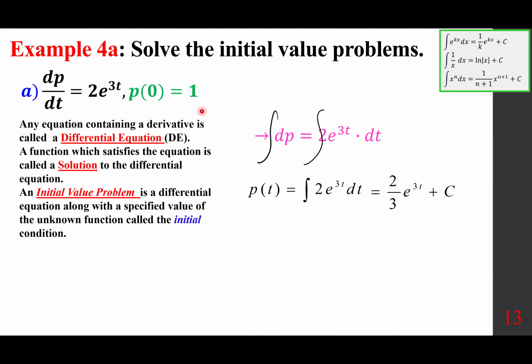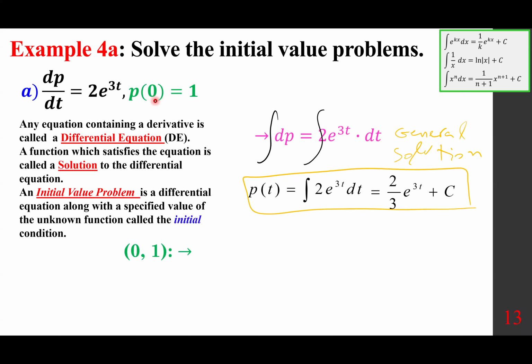So if we didn't have this, this would be the answer. And this is a general solution. It's a family of functions, and it has infinitely many answers. Remember, the effect of c as a constant is going up and down along the y-axis. That's the minimum. You'll be done. But what is the effect of this? P of 0 equals 1 means we have the pair (0, 1), which means I can plug in and find the value of the constant. So instead of a family of functions, I will get one function.